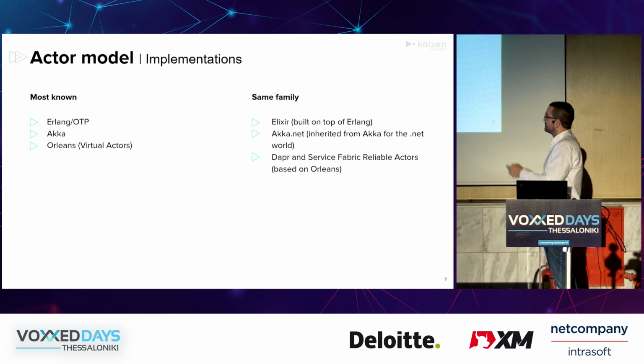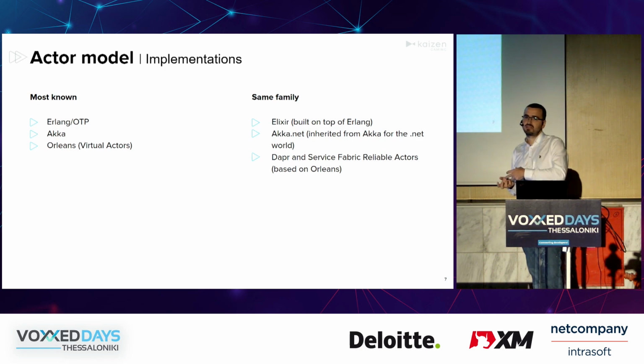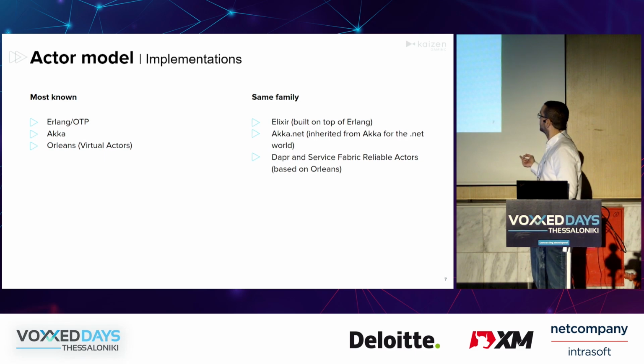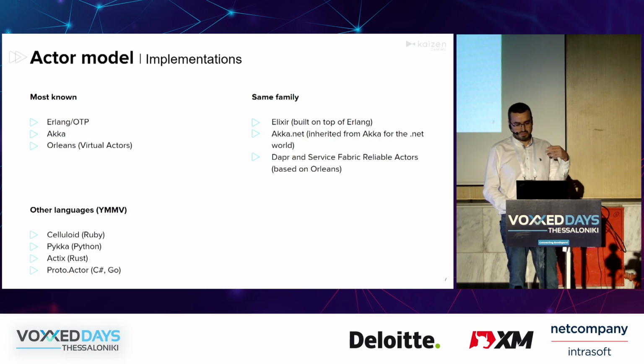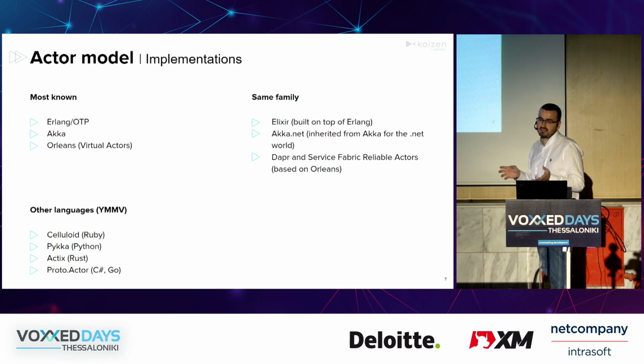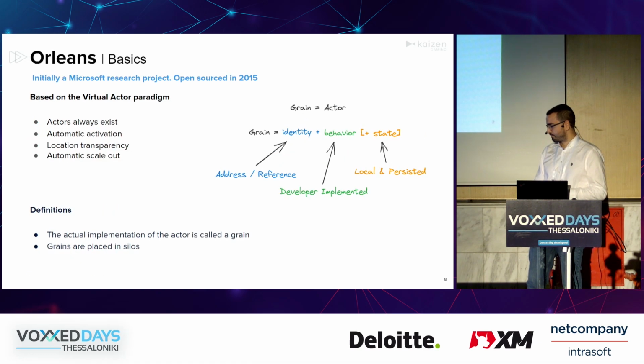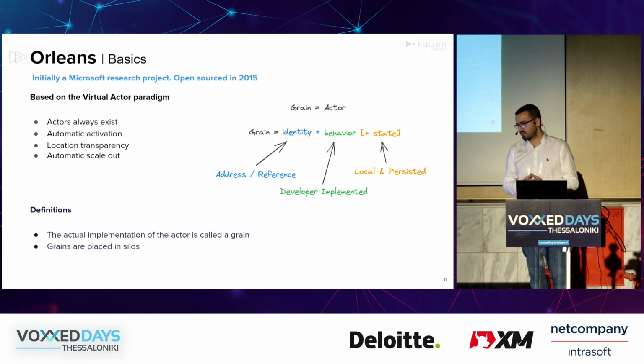In the same family as those are Elixir, which is built on top of Erlang, Akka.NET, which is the implementation of Akka in the .NET world, and Dapr, you might have heard, and many other services in Azure Cloud, which are all based on Orleans. There are also implementations in various different languages, but I don't know many of them, so I cannot know if they're good or okay, but it is out there and you can see if it suits you. So let's go with Microsoft Orleans.